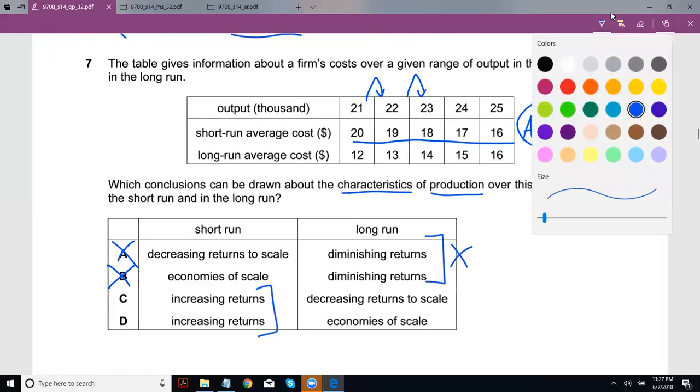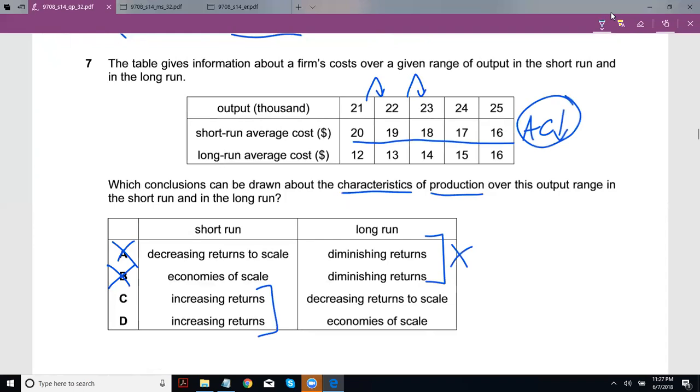Let's look at your long-run average cost. For an equal change in output, your long-run average cost is in fact increasing.